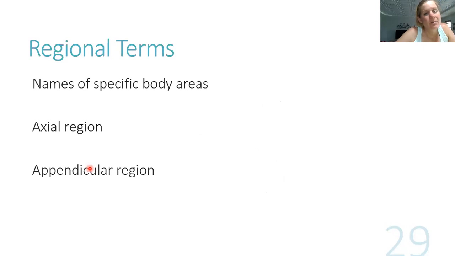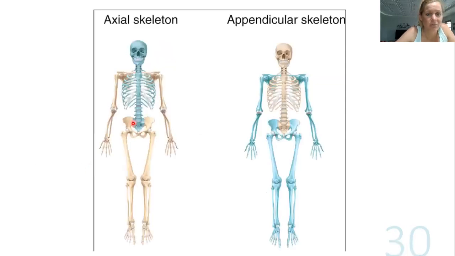Again, we think about regional terms. We have names of specific body areas. We have two different regions that I want to discuss today. We have axial region and appendicular region. Okay, so the axial region includes head, neck, and trunk. And the appendicular region will include our appendages or extremities. Okay, so the axial region includes your vertebral column, your ribs, your skull. Appendicular includes your appendages, okay, so it includes your arms and your legs. Pretty simple.